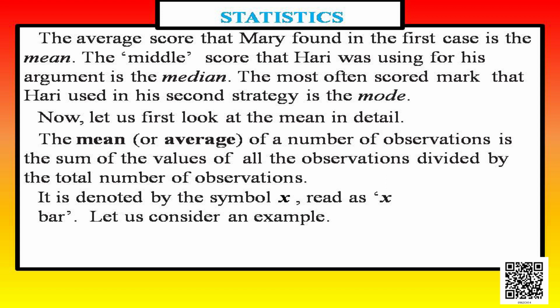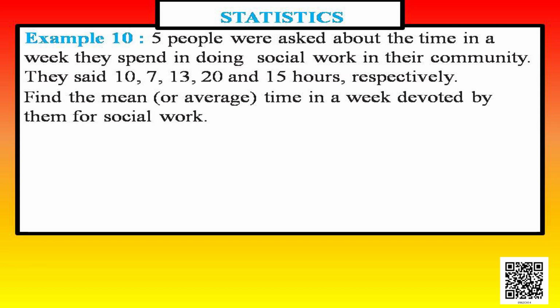Let us concentrate on example 10 of your book. The question is, 5 people were asked about the time in a week they spend in doing social work in their community. They said 10, 7, 13, 20 and 15 hours respectively. Then find the mean or average time in a week devoted by them for social work.